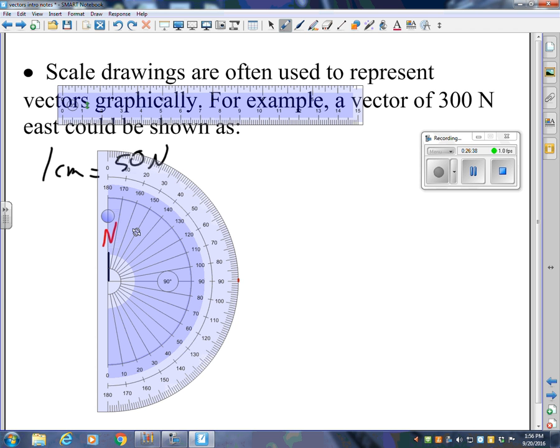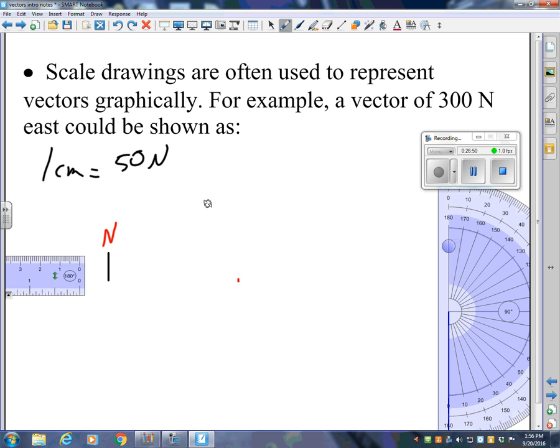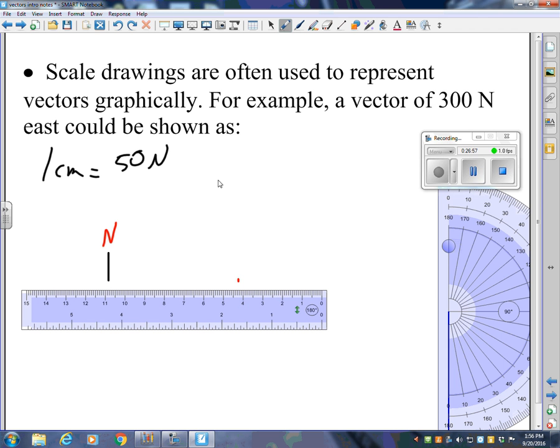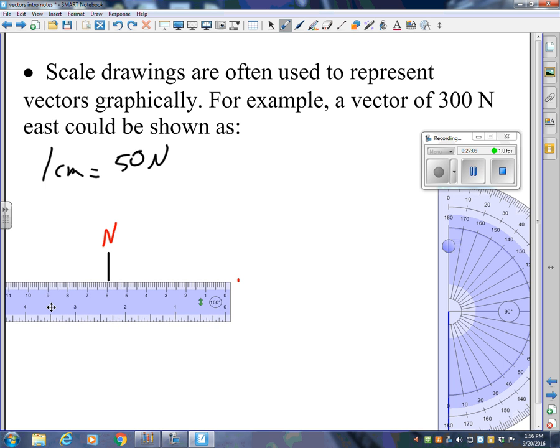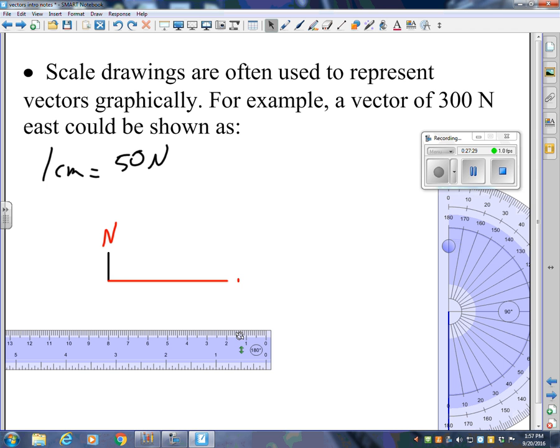Get rid of the protractor. Bring in your ruler in centimeters, not inches. And because it's 50 newtons to 1 centimeter, and the vector is 300, 300 divided by 50 is 6. So we're going to make it 6 centimeters long. Okay? You must have an arrowhead at the end.